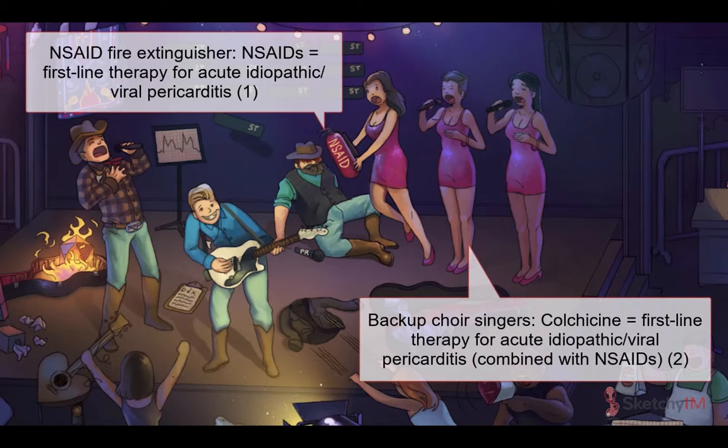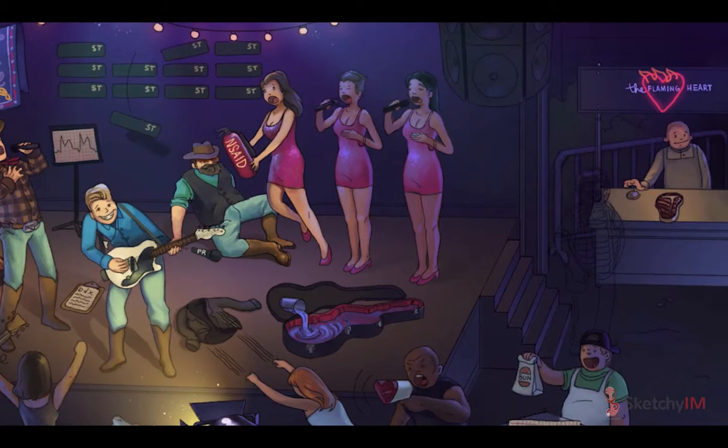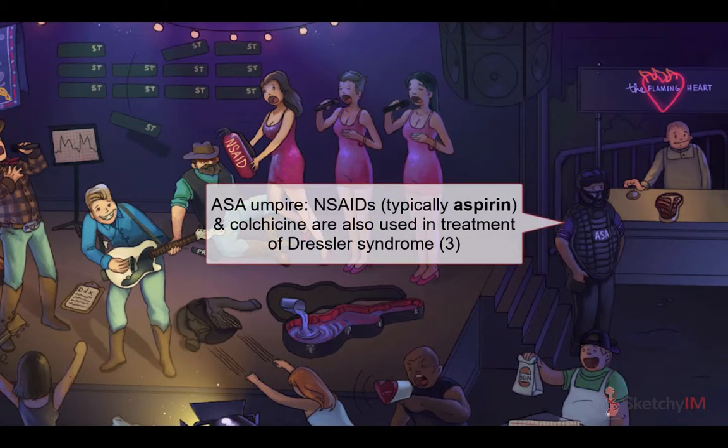If your patient with acute idiopathic pericarditis isn't improving after a week of NSAIDs, you should consider other, non viral causes of acute pericarditis. The combination of NSAIDs and colchicine is also used to treat patients with pericarditis due to Dressler syndrome. In this case, since the patient is post MI, the NSAID of choice is aspirin, represented by our recurring sketchy symbol, the ASA umpire.